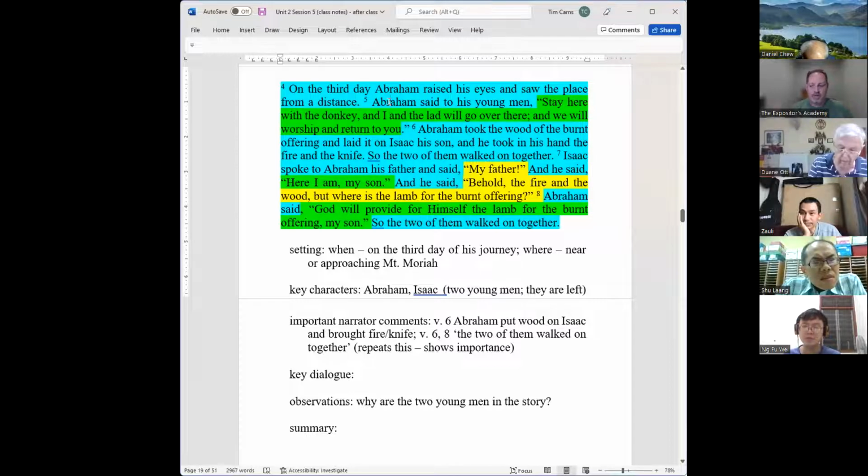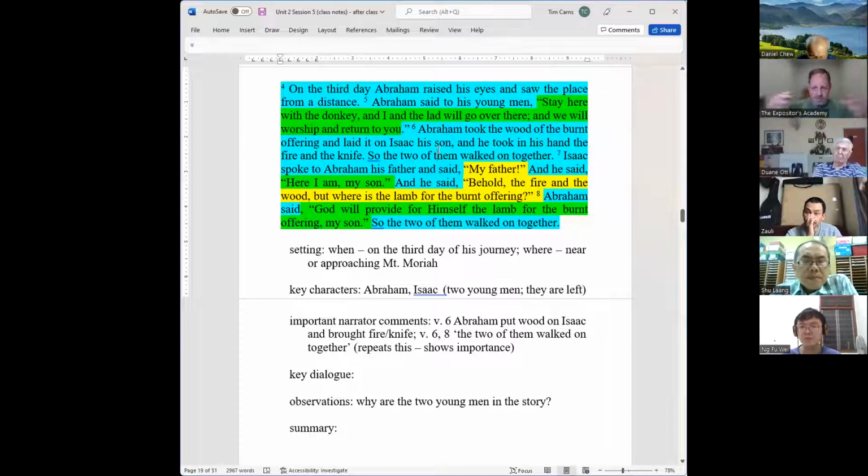So the author is setting up the fact earlier in the story, he says he brought two young men with him. Perhaps because later on the third day, he's going to say something to them that is important for the reader to see, to read. So maybe we will worship and return to you. Perhaps that's helping us to see another example of Abraham's faith here in this story.